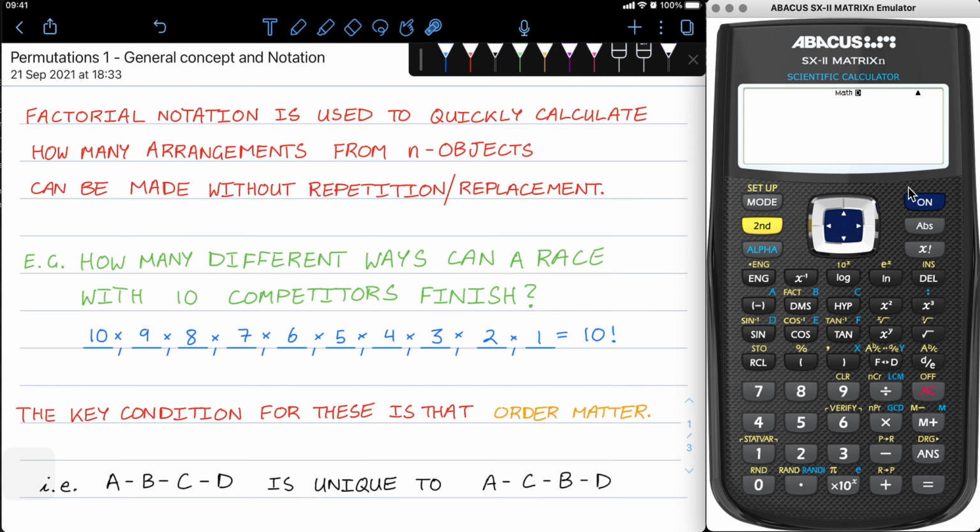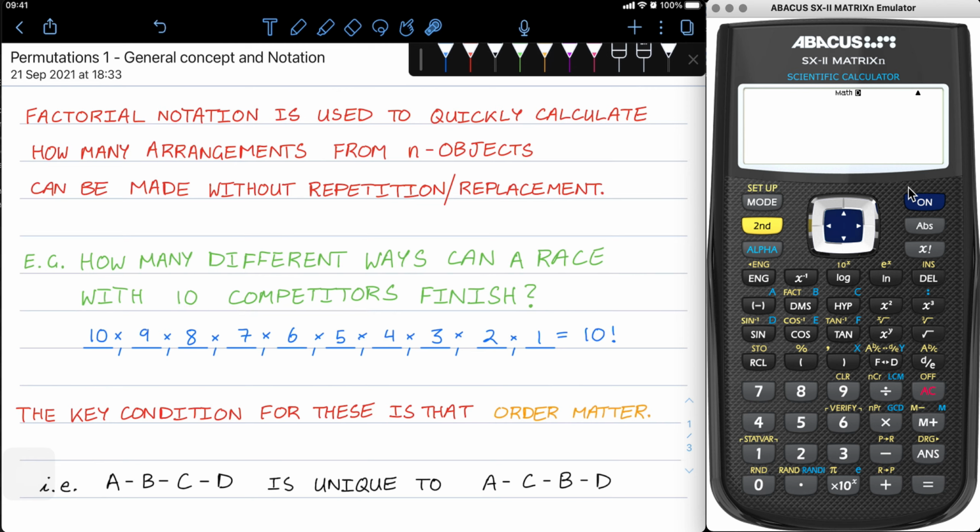Factorial notation is used to quickly calculate how many arrangements from n objects can be made without repetition or replacement. So for example, let's say that there were 10 competitors. How many different ways can this race finish?